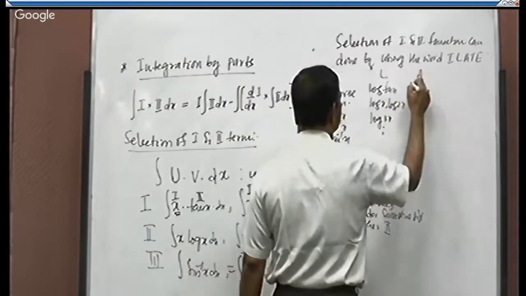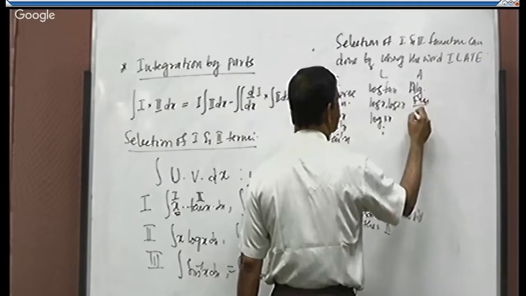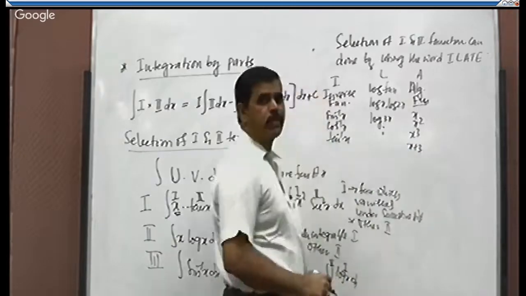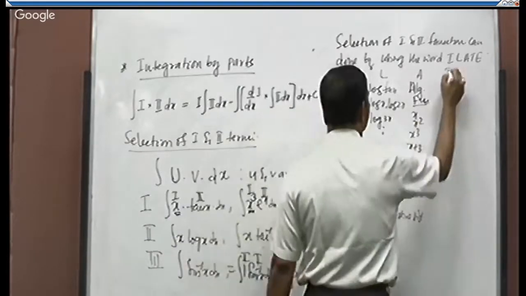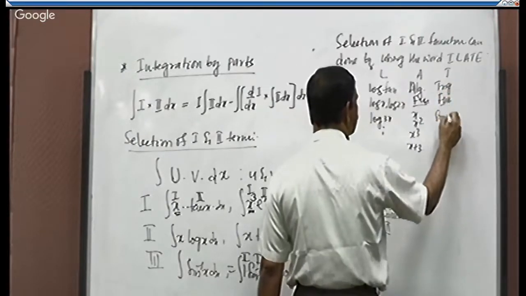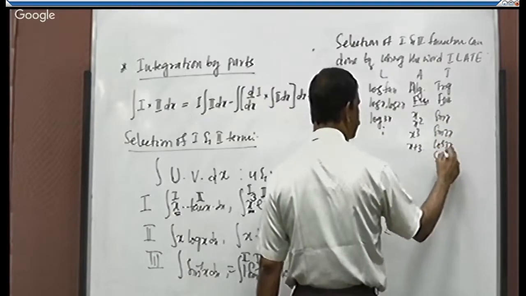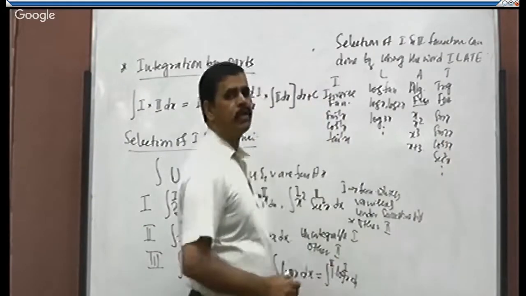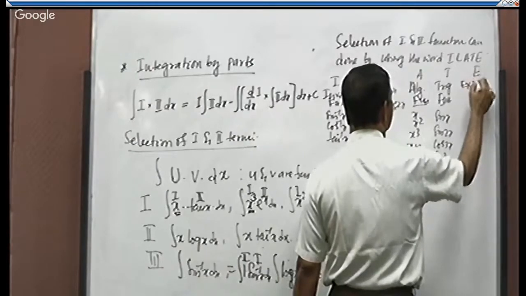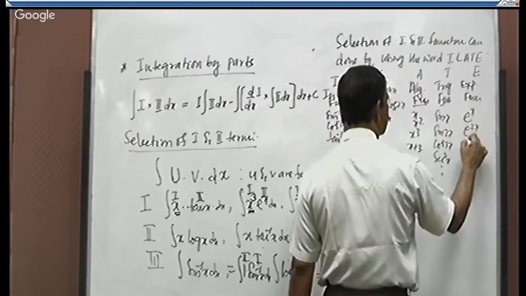A means algebraic functions. Which are algebraic functions? X, x square, x cube, x plus 3. T means trigonometric functions. Which are the trigonometric functions? Sin x, sin 2x, cos 3x, secant square x, like that. And last one is E. E means exponential functions. Which are exponential functions? E power x, e power 2x, e power 3x, etc.